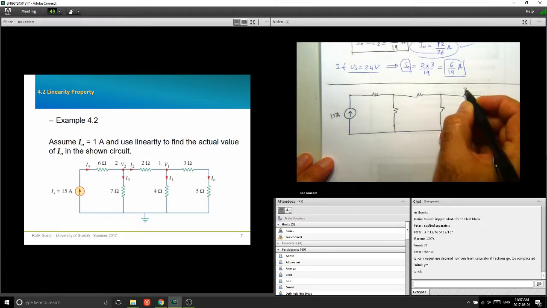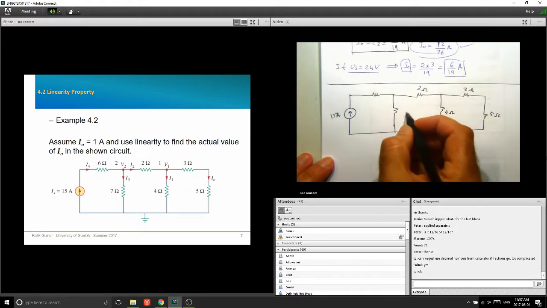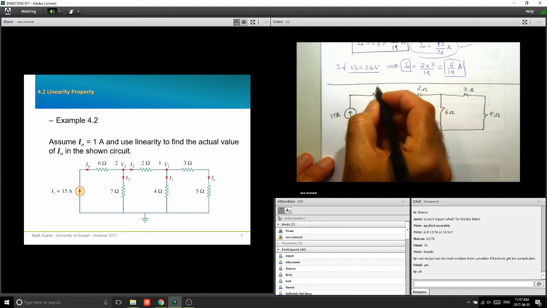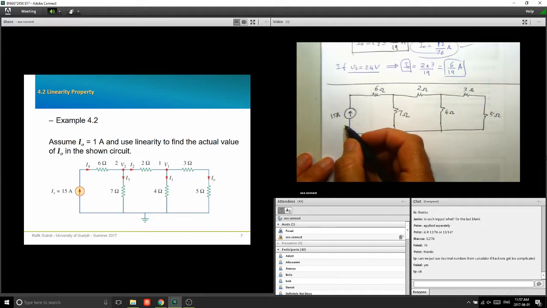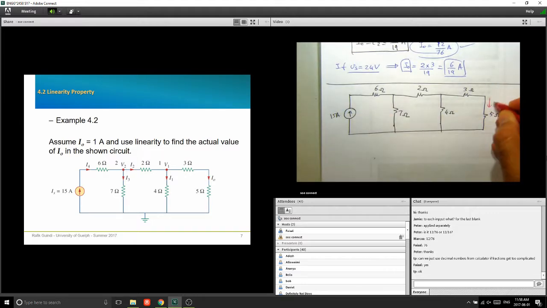Five ohm, 3 ohm, 4, 2, 7, 6 ohm, and I have a current of 15 amps. We want to solve this circuit to find the value of this current I naught here. Now, they're doing it in a very, very interesting, very smart way. And you have to have, like what we talked before, especially Ohm's law, you have to have that in mind. You have to see it clearly.